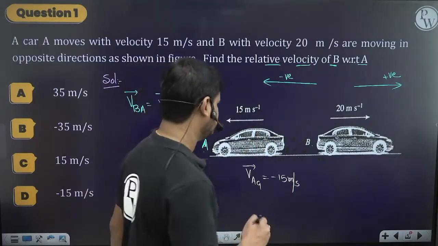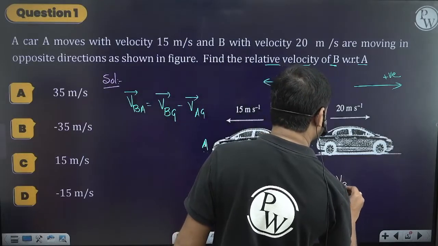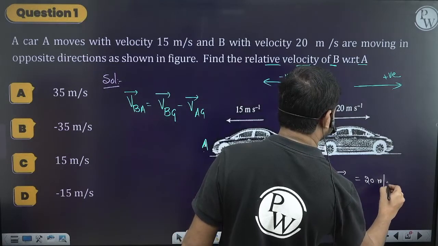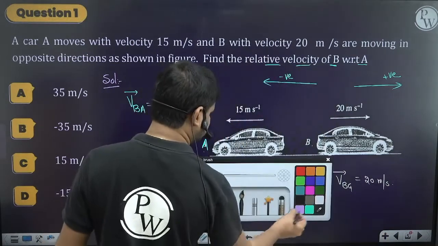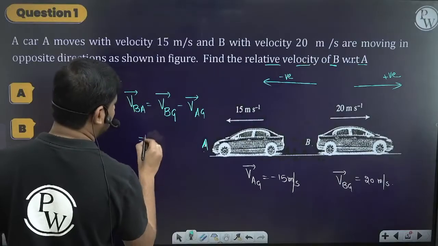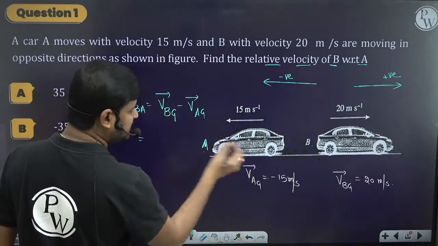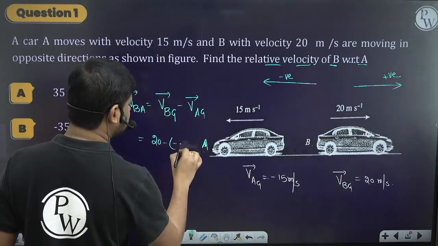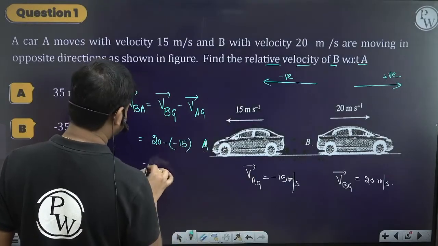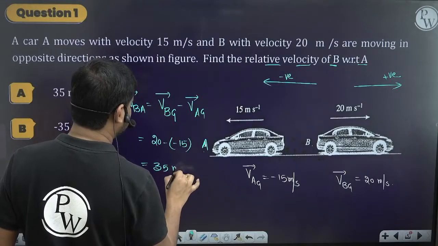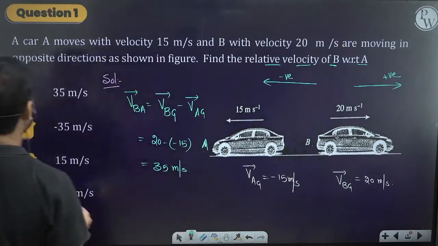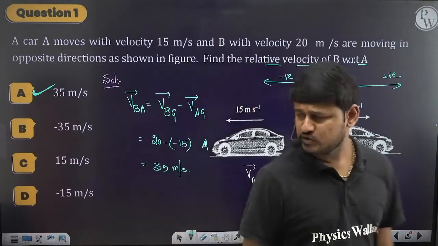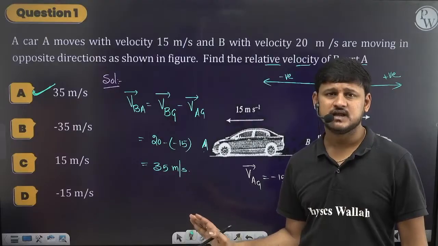Okay, sure. So now the velocity of B with respect to ground is going to be again 20 meter per second. Now simply substitute it in the formula. Velocity of B with respect to ground, 20, minus velocity of A with respect to ground, so minus of minus 15. Right, so this is going to be 35 meter per second. Option A is the correct one. Simple question, basic one. Right?